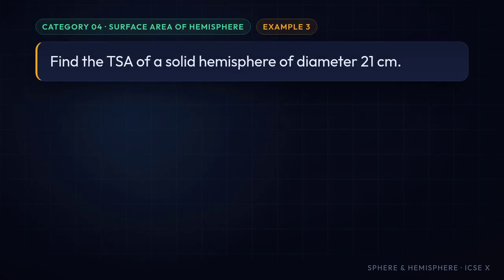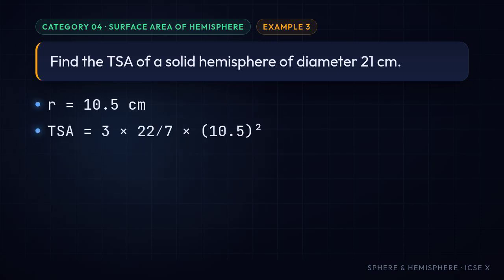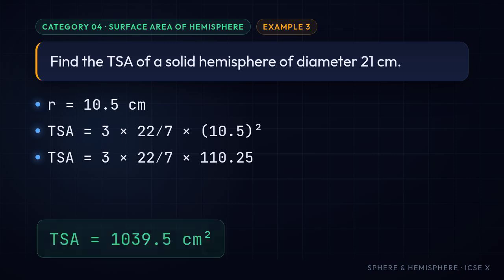Example 3. Find the total surface area of a solid hemisphere of diameter 21 centimeters. The radius is 10.5 centimeters. Total surface area equals 3 times 22 by 7 times 10.5 squared, which is 1,039.5 square centimeters.